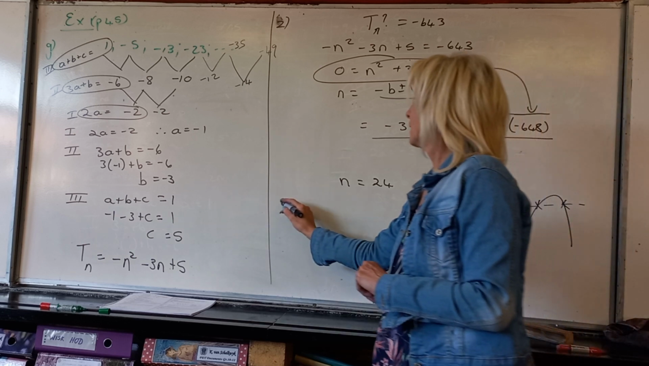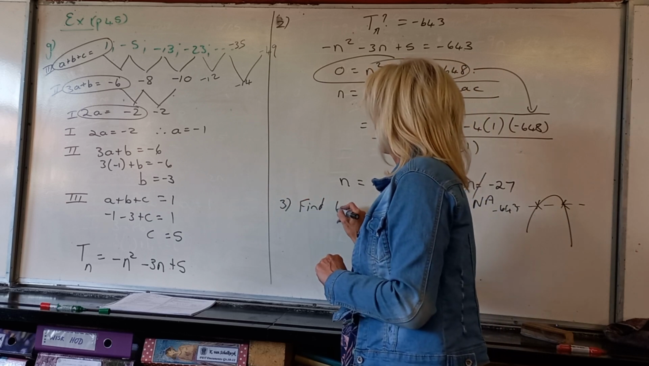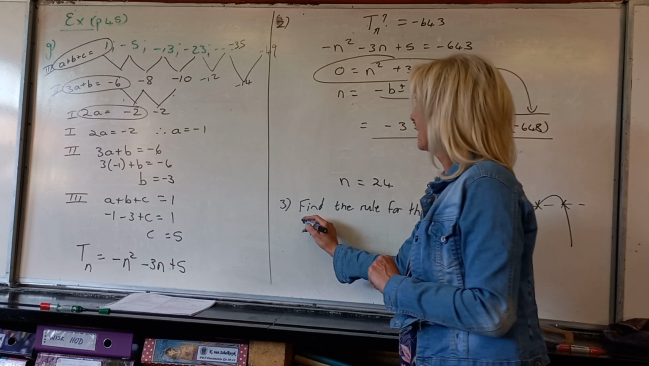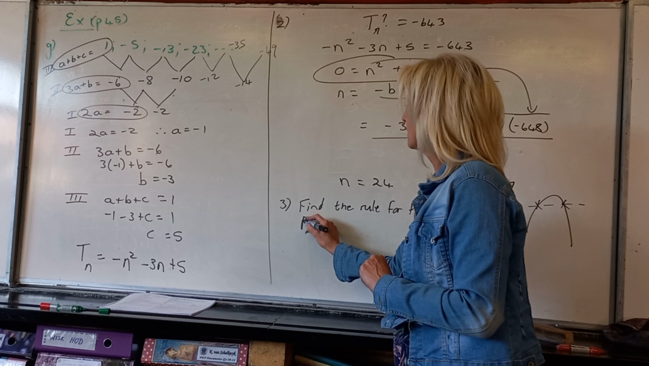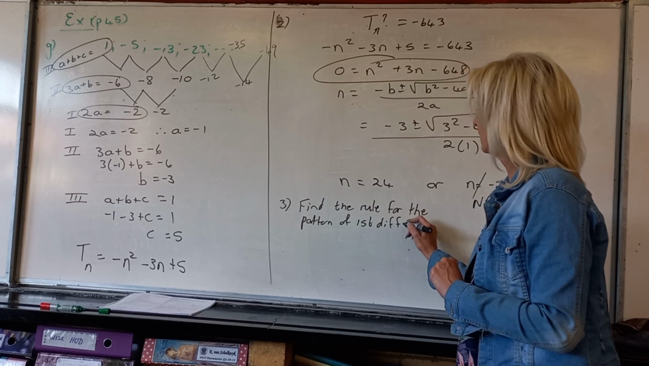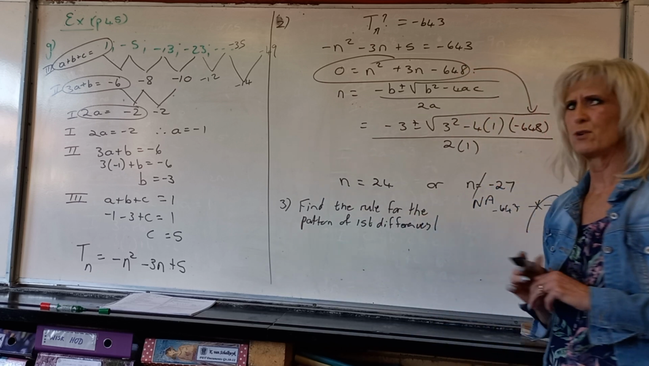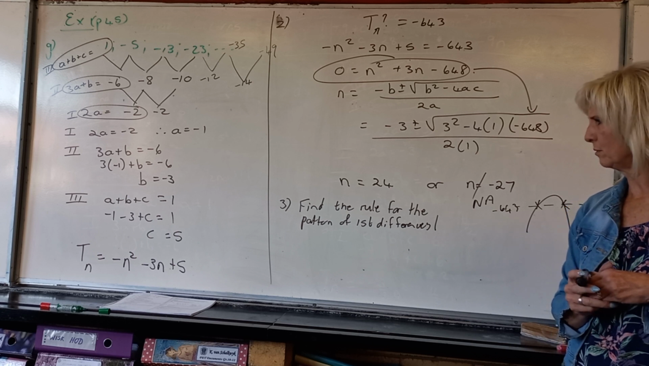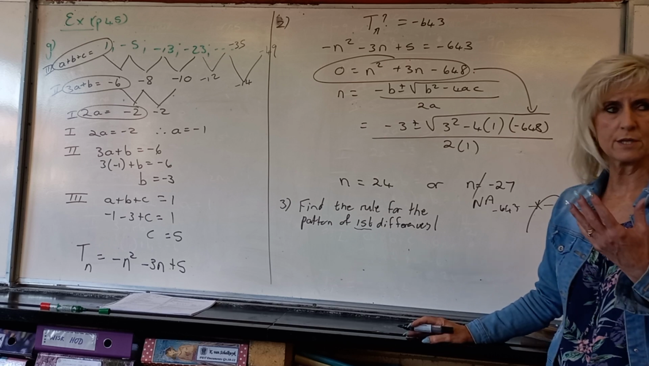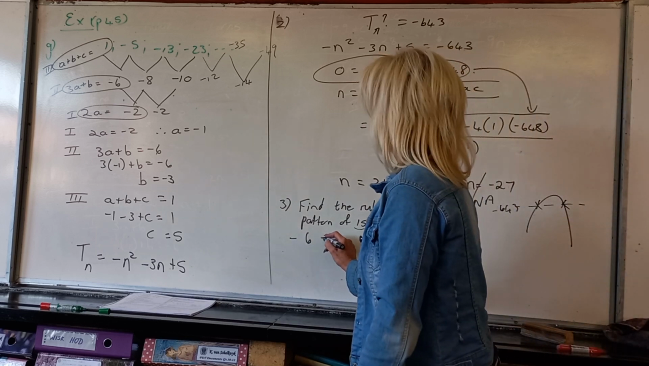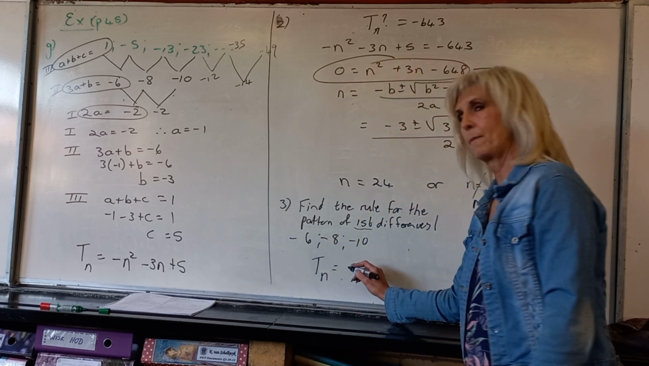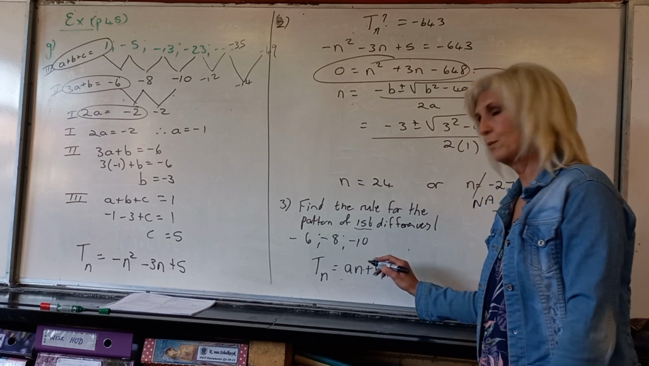Now I'm going to ask you to find the general term, or find the rule for the pattern of the first differences, what we spoke about earlier. What am I asking? Find me the rule for the pattern of the first differences. It's a sum on its own. It's that negative 6, negative 8, negative 10, and I've got to get the general rule, which is, are you with me here?